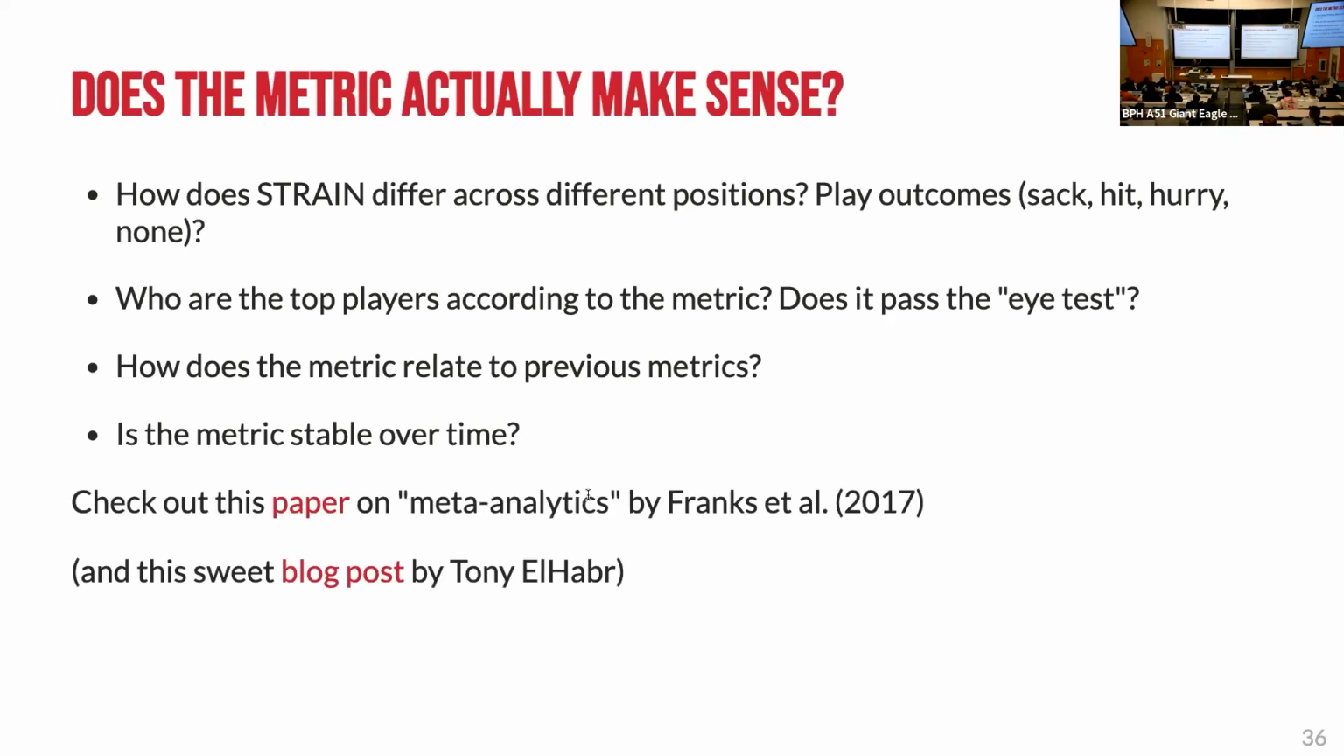If you want to learn more about meta-metrics, this is a concept coined by Franks et al. back in 2017. I've included a link here to their paper where they define three properties of a good metric for sports analytics. Discrimination: does the metric differentiate between players? Stability: does the metric measure the same thing over time? And lastly, independence: does the metric provide something new?